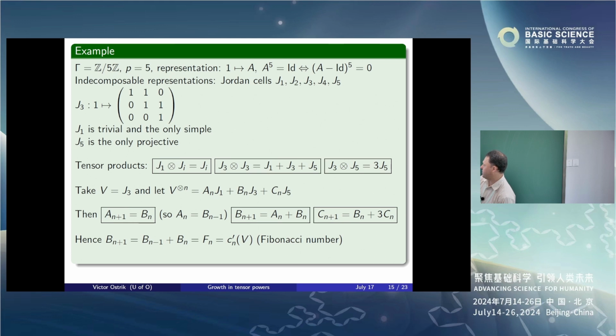It says that Bn plus 1 is An plus Bn. But at the same time, An is the same as Bn minus 1. So the equation that you get for Bn plus 1 is exactly the very familiar equation for Fibonacci numbers. So we kind of all like it.